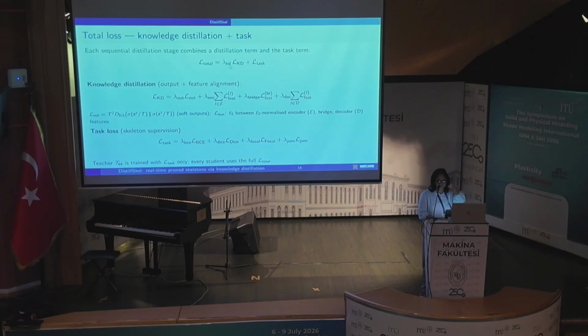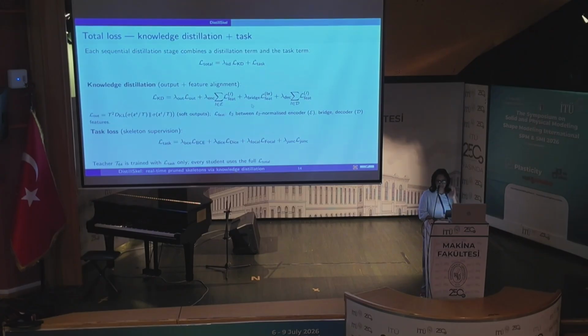The total loss consists of the distillation loss and the task loss. The task loss is a combination of BCE, dice, and focal loss along with the proposed junction preservation loss. And during distillation, we transfer the features at all levels and also the output soft labels.